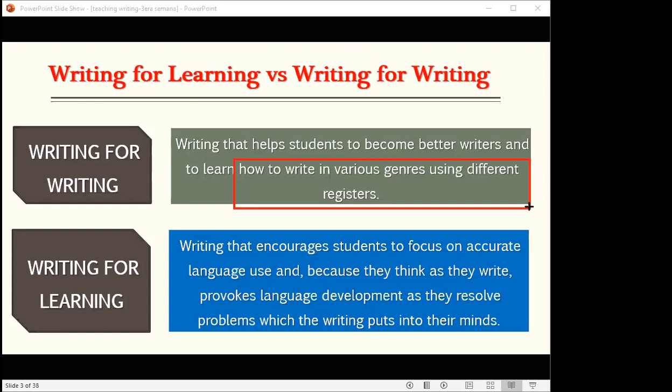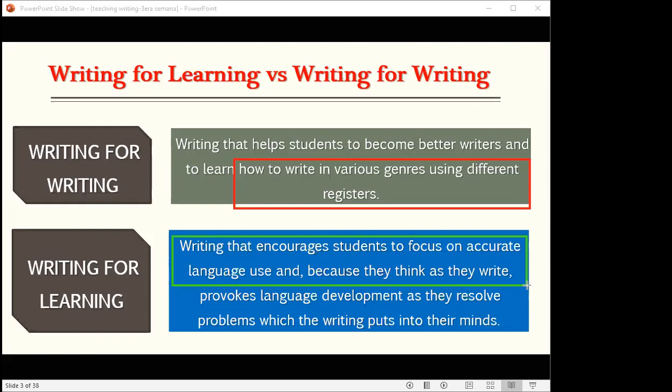And writing for learning, what is the purpose of this? It is going to encourage the students to focus more on accurate language use. Notice, how is it different? So it encourages the language use that they are going to write. No, it provokes language development as they resolve problems which the writing puts into their minds. So it is more focused on the language use, as I told you.